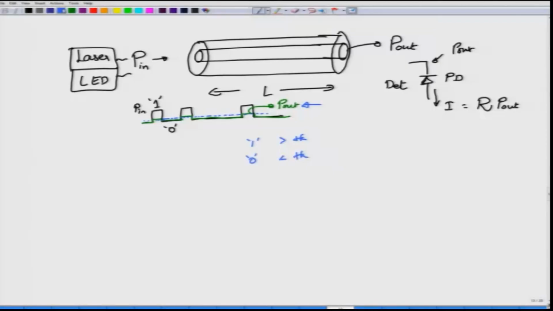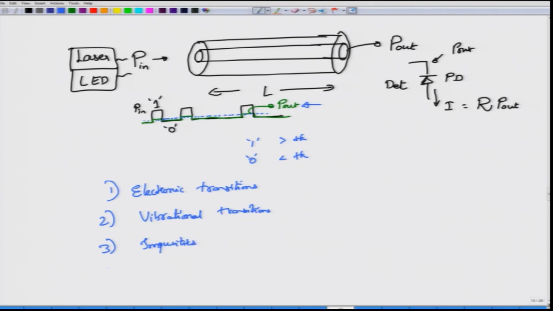In optical fiber situations, these are the following typical losses. So, you have losses because of electronic transitions, I will describe this in a moment. You have losses because of vibrational transitions or vibrations of the molecule, so molecular vibrational transitions. Then you have loss because of impurities during the manufacturing process of the fiber, and then you have some other losses. The main loss is the Rayleigh scattering loss. These are typically the loss mechanisms that you will see in an optical fiber.